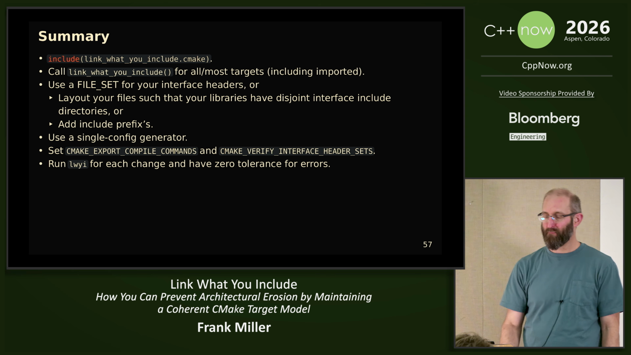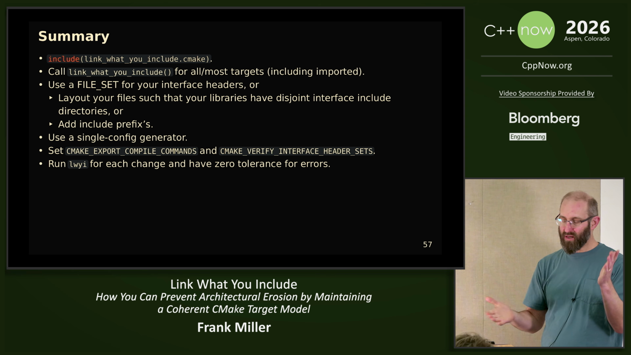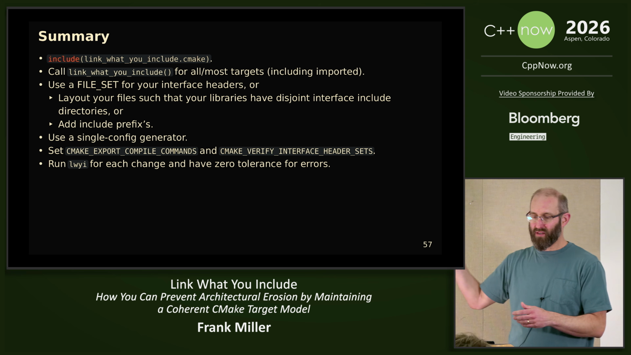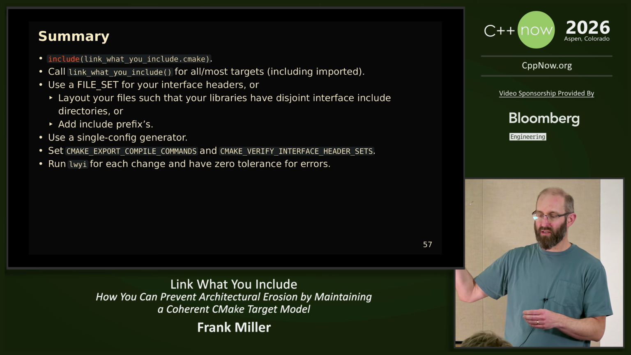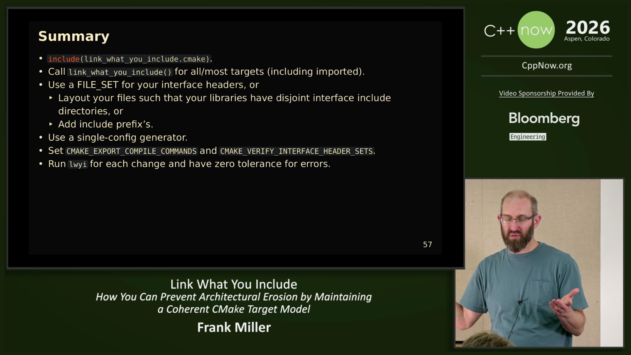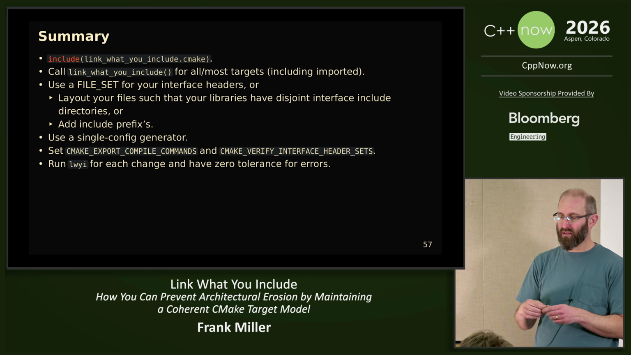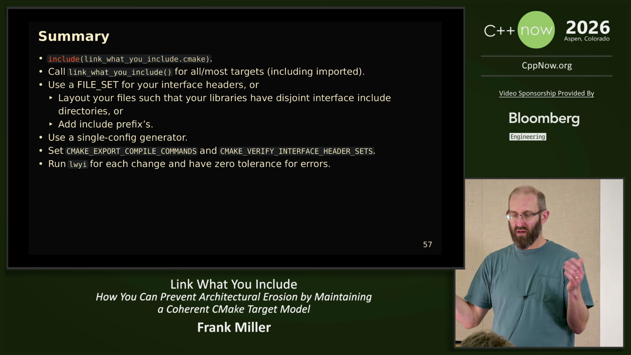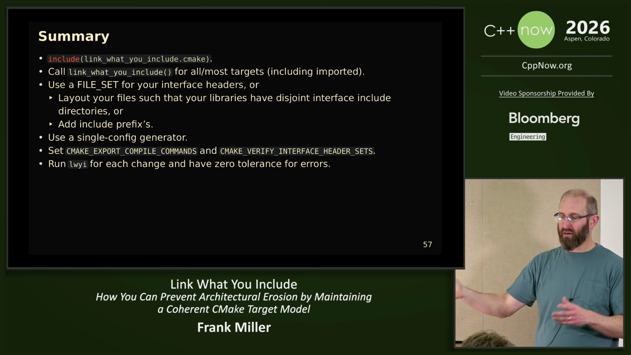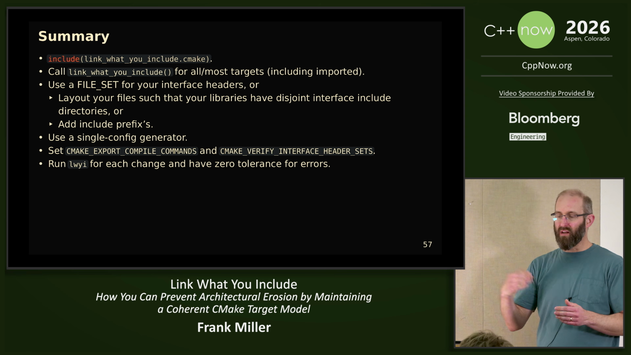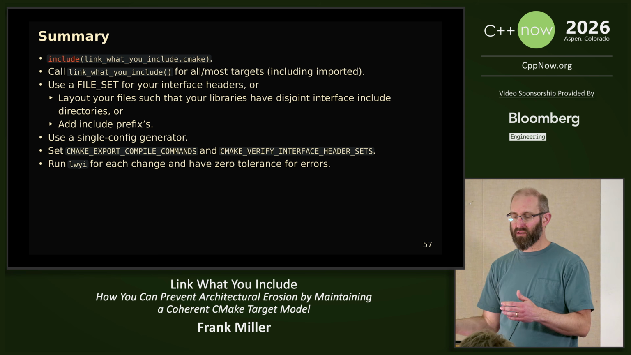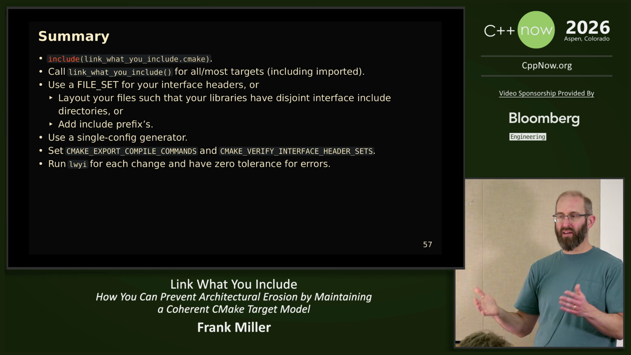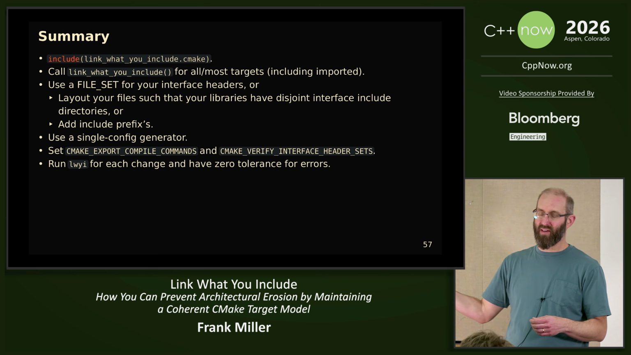Okay, so in summary, in order to use link which you include, you got to include link which you include.cmake. You got to call this function on most of your targets, including imported targets. You should use file set. That's like the new cool thing to do. Specify your interface headers as a file set, right? Or if you can't do that, lay out your files such that your libraries have disjoint interface directories. If you can't do that, use include prefixes. If you can't do that, I can't help you.